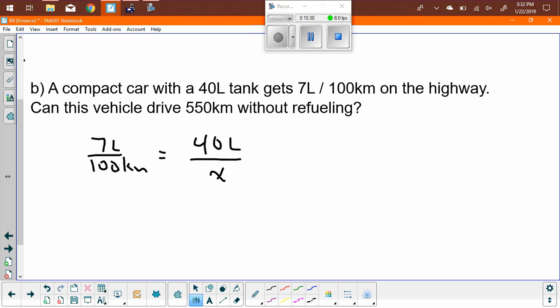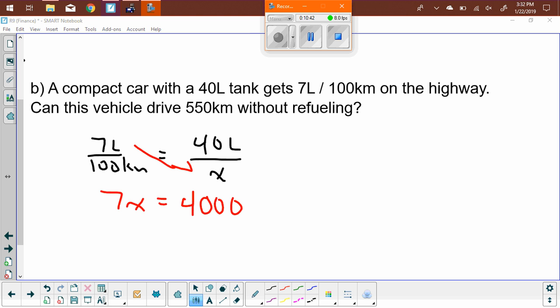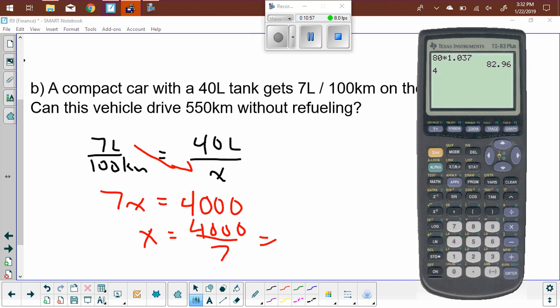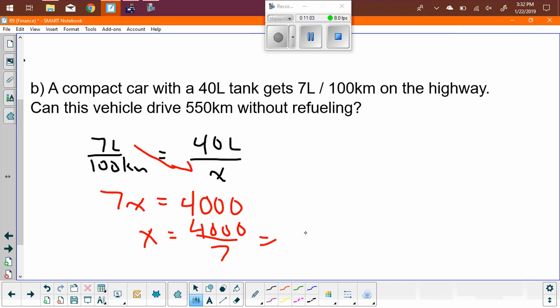So I'm going to take my ratio. Okay, I have 7 times x, so 7x, and I have 40 times 100, which is 4,000. So to solve for x, I'm just going to take 4,000 and divide it by 7. And so I get 571 and something. Okay. So the answer would be yes.